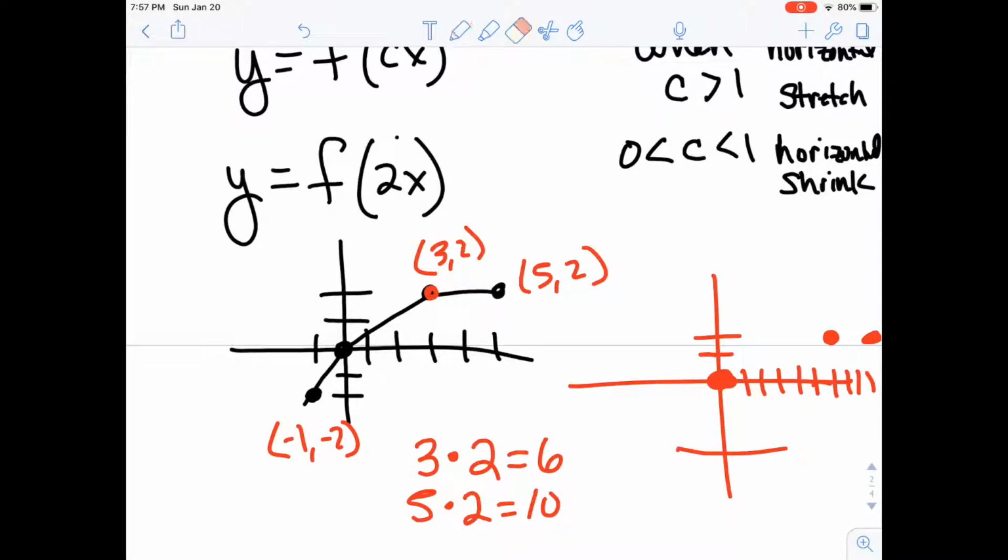And then let me erase this line. That's bad. Okay, and then -1. So -1 times 2, which is -2. So 1, 2. So it's down there. So basically, your graph has gotten way long.